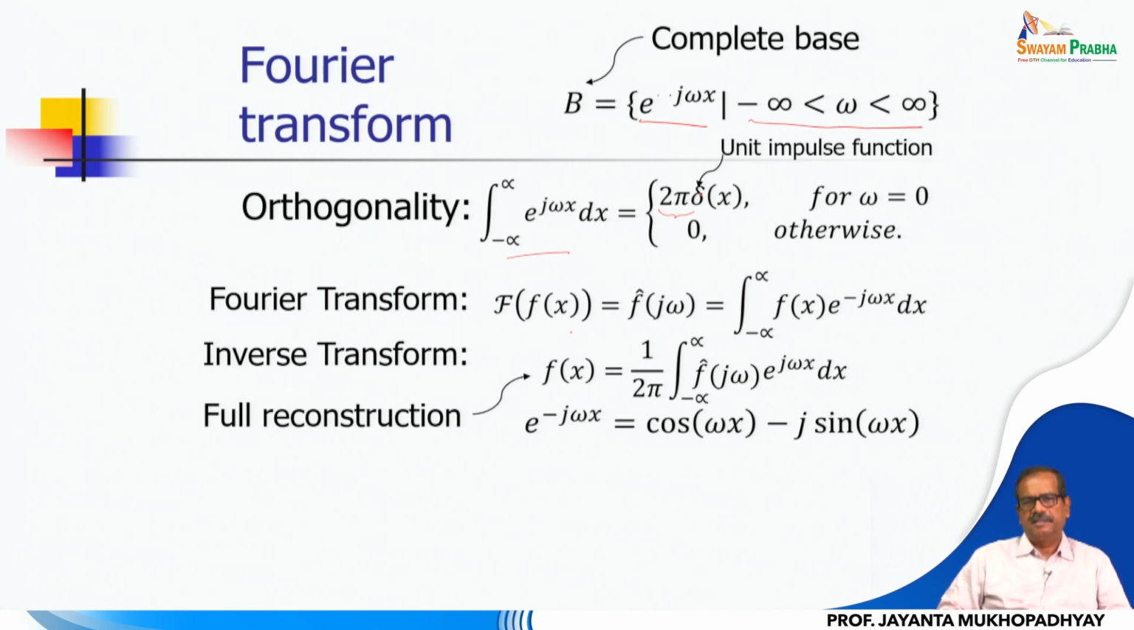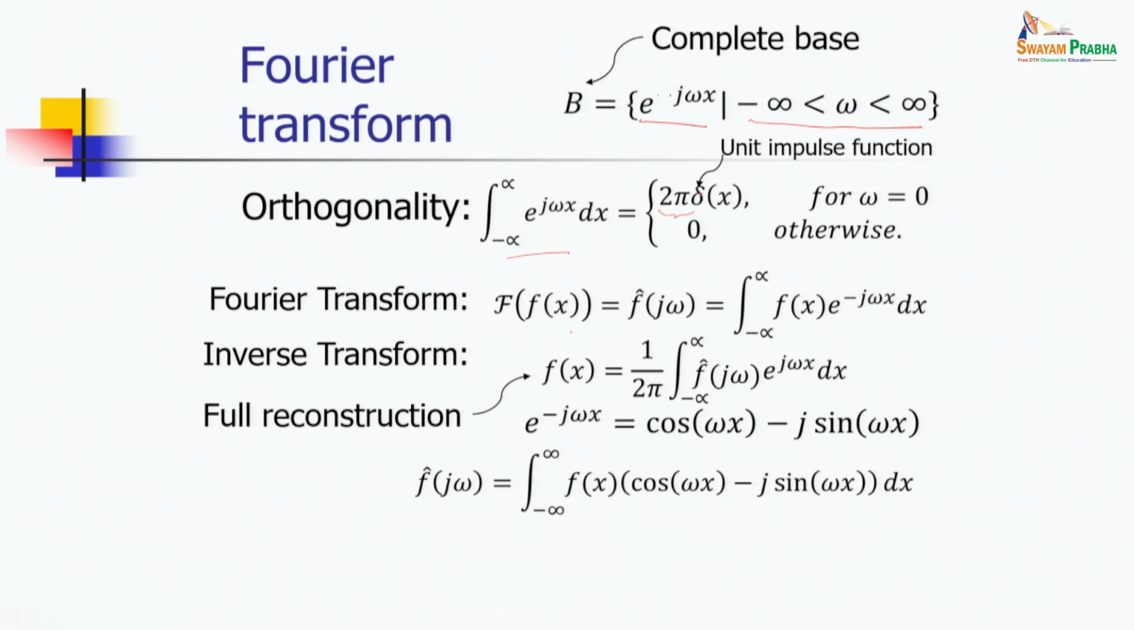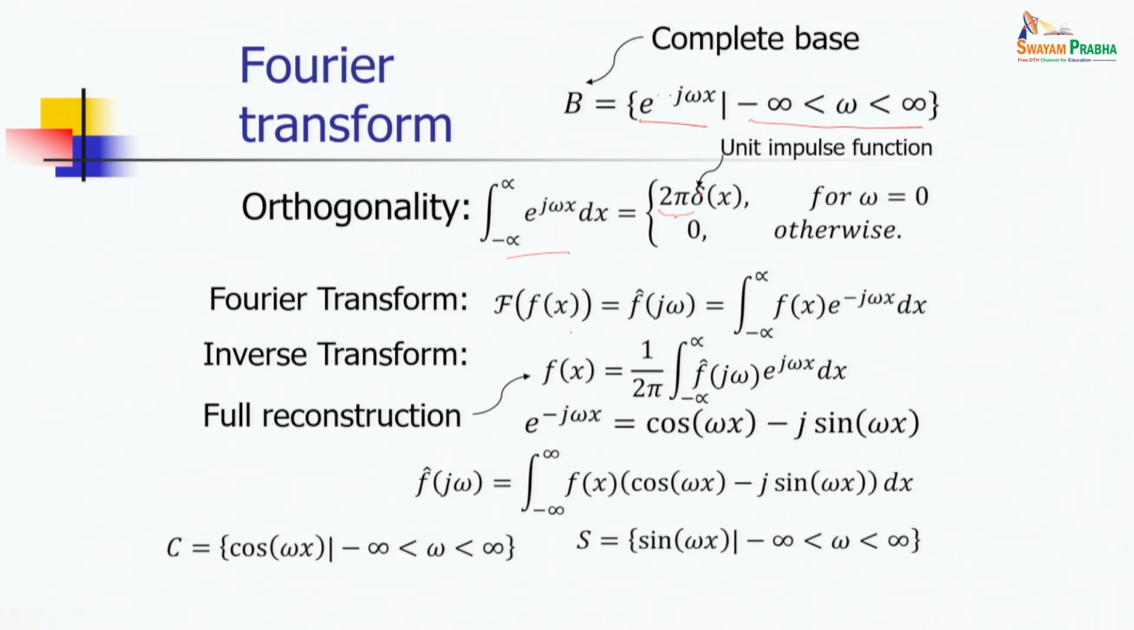Another interesting insight of this transform: any complex number expressed in exponential form can be expanded into real and imaginary parts this way. E to the power minus j theta is equal to cos theta minus j sin theta. So the Fourier transformation can be written in this form. The real part will be the inner product with the cosine functions, and the imaginary part will be the inner product with the sine functions, and of course the negative sign is there. So there are cosine transformations and sine transformations, but both are required.